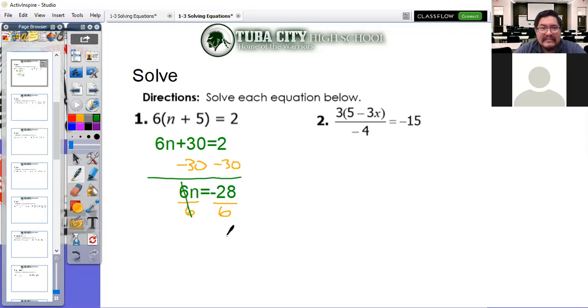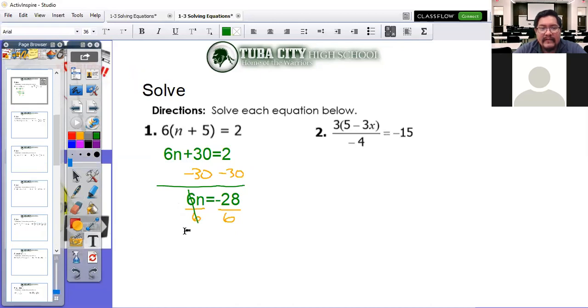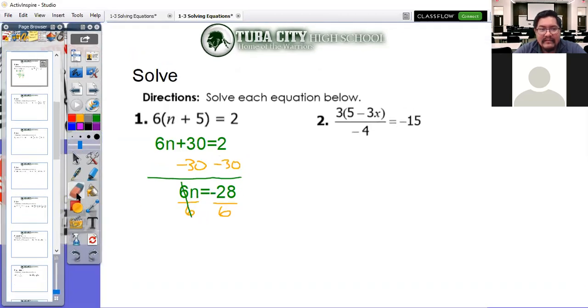So 6 divided by 6 is 1. That's why we have the identity property. 6 divided by 6 is 1, and when we're writing n, we don't write 1n, we just write n, because 1 times anything is going to be that same number. So n is equal to, and it looks like we're going to have a fraction.